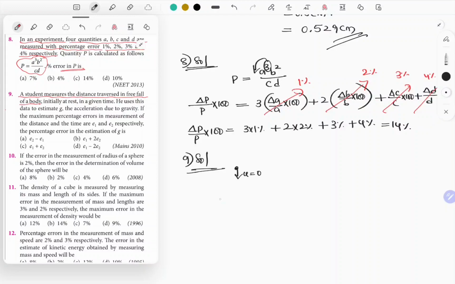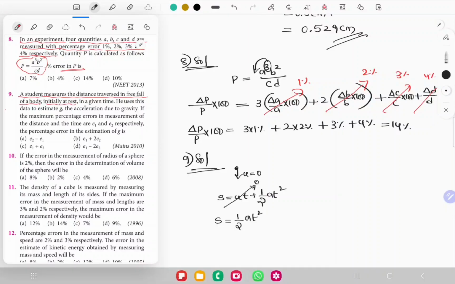Then they are asking the student measures distance traversed in free fall. That means they are asking S is equal to ut plus half at square. This is the distance traveled by that object when it is under free fall with respect to time. So what is the initial velocity of the object? Initial velocity is equal to 0. Then S is equal to 1 by 2 at square. They said initially particle is at rest. In a given time, he uses this data to estimate g, the acceleration due to gravity.